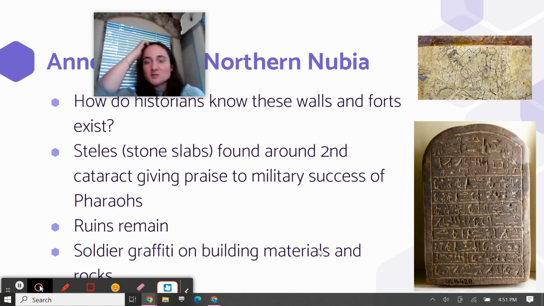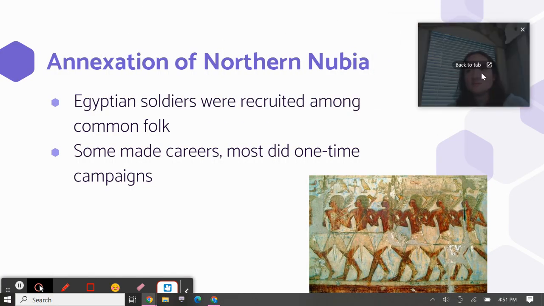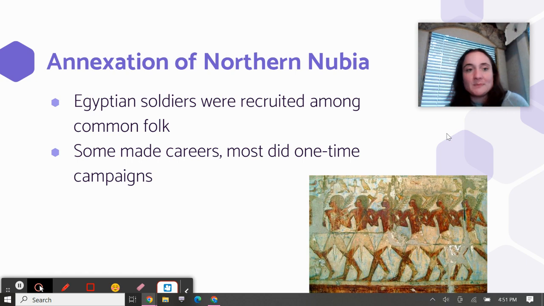And also soldiers' graffiti on building materials and rocks, like you can see up here, where they would draw pictures or write certain words, just like people graffiti today. Egyptian soldiers were recruited among the common folk. Some made careers of being a soldier, but most of the time you're going to get drafted and do one-time campaign to Nubia or wherever, and then you're good to go for the rest of your life.